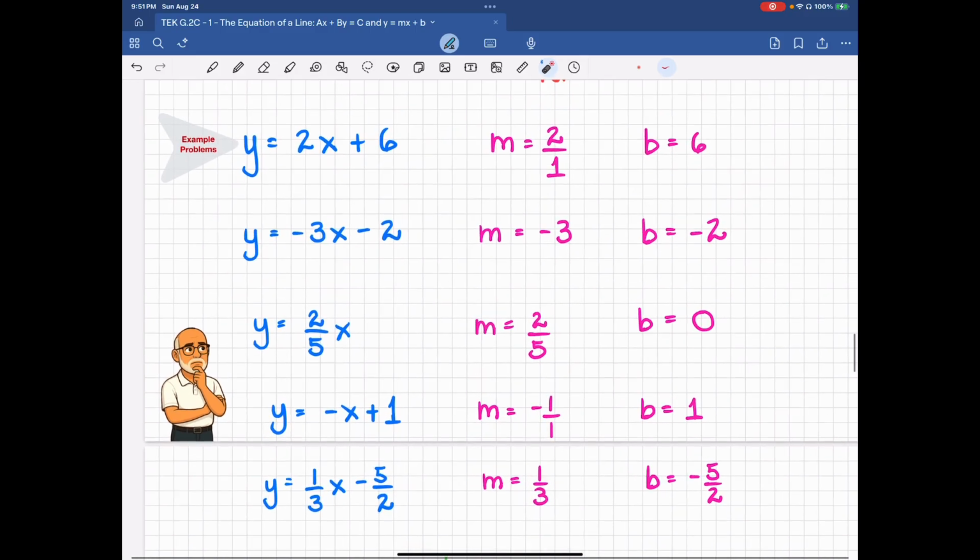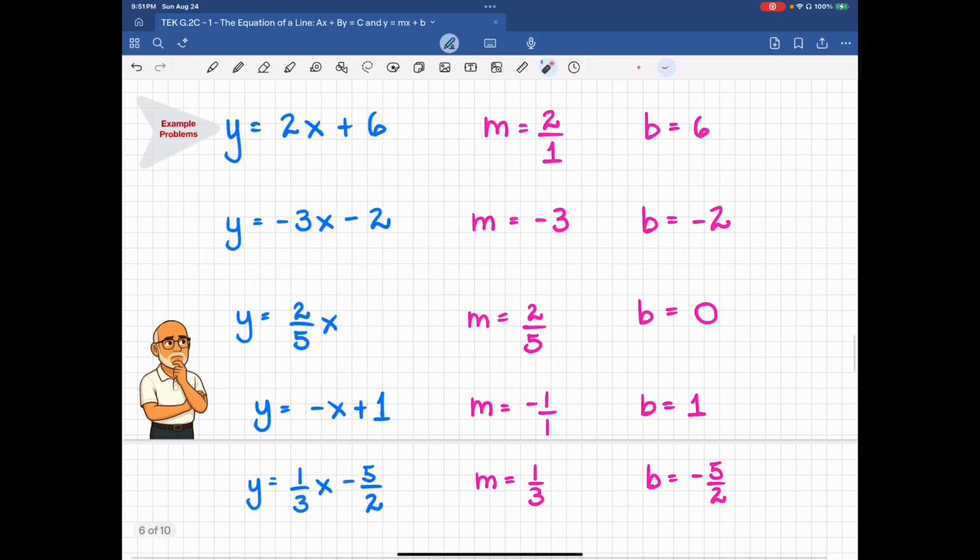Take a look at the examples and see how we came up with the slope, which is m, and the y-intercept, which is b. In each one of these examples, you should be able to look at the equation and immediately tell what is the slope and what is the y-intercept. If it's just a number, you can place that number over 1. So this is a -1, you can just put that over 1.